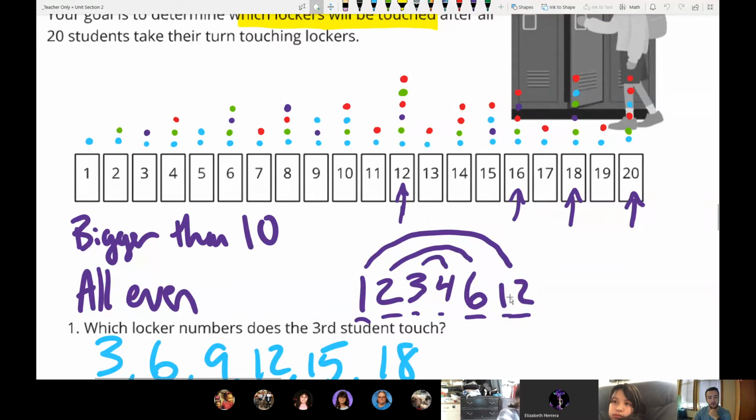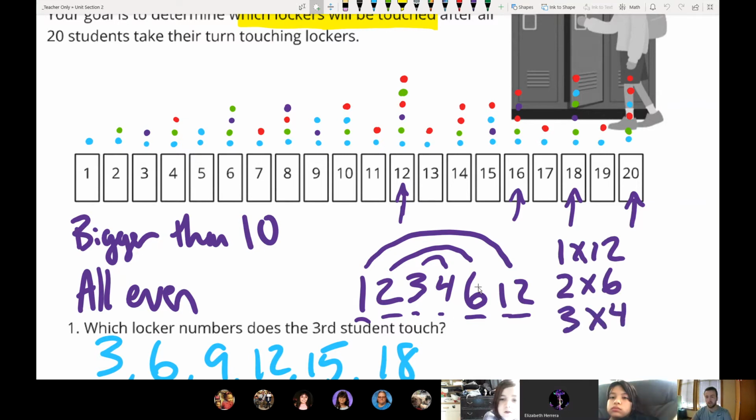But when I make my factor rainbow, I have 1 and 12 matched up. I have 2 and 6 matched up. I have 3 and 4 matched up. I'll even write these out as multiplication problems so we can see them. You see how there are 6 numbers here, 3 factor pairs, and since they're in pairs, there are 6 total numbers here. Yes.